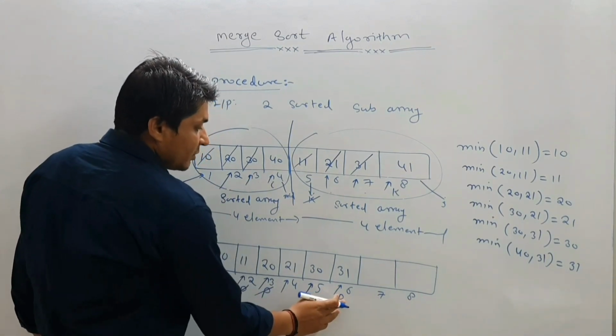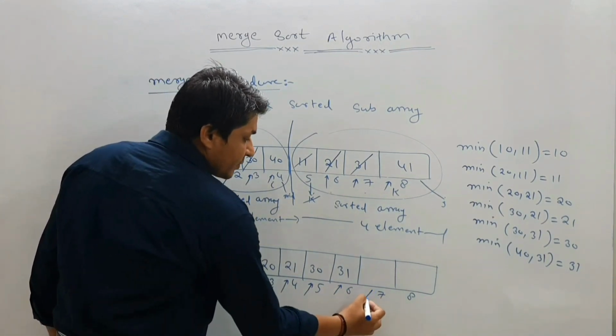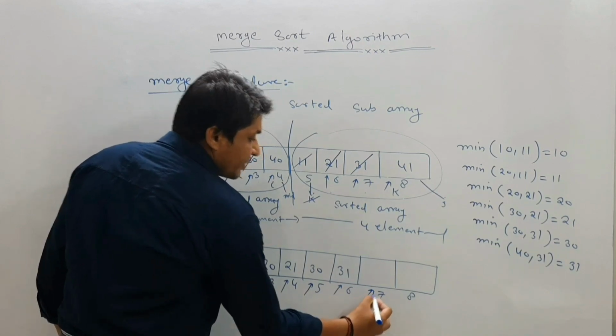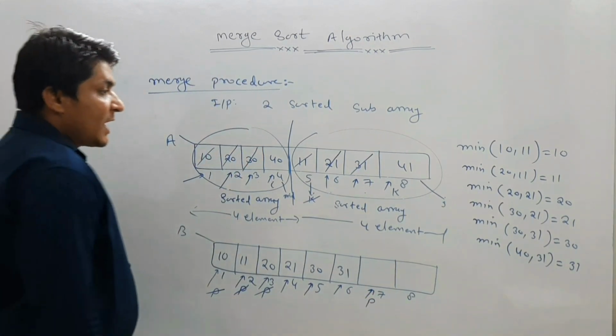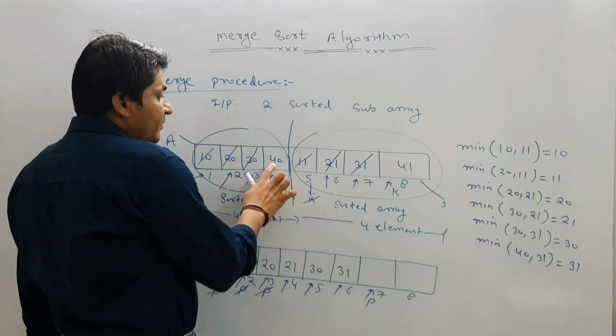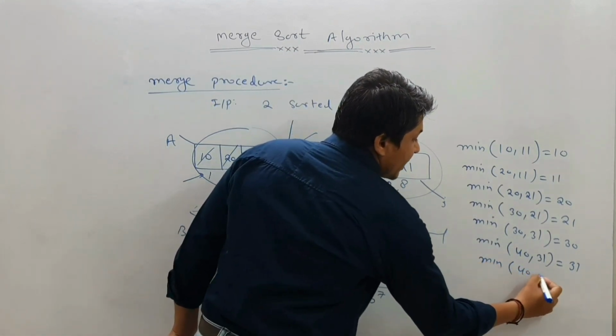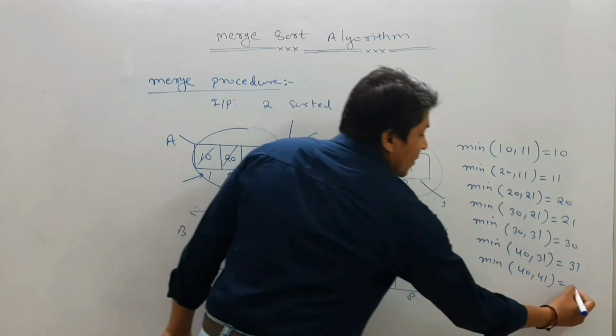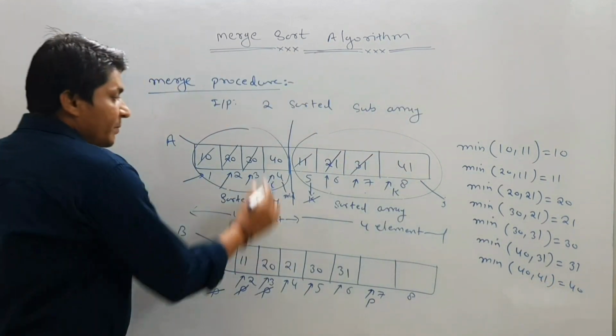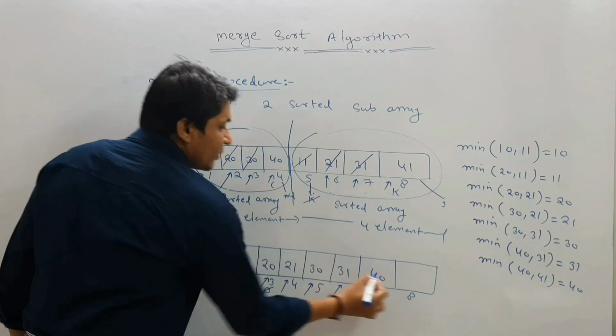Now we have already copied 31, so let us increment the value of p. So p is pointing to index number 7. Now again you are going to compare 40 and 41. So minimum of 40 and 41. Which one is minimum? Obviously 40 is minimum. So we will copy 40.